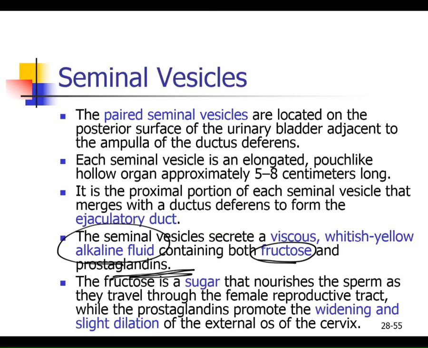The prostaglandins were important for smooth muscle relaxing, and that's going to help open up the cervix to allow the sperm to pass through the cervix into the uterus and into the fallopian tubes.